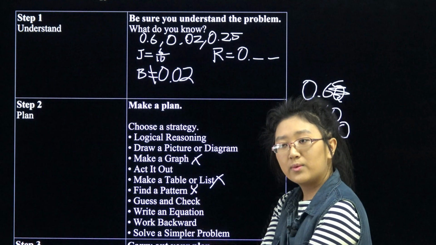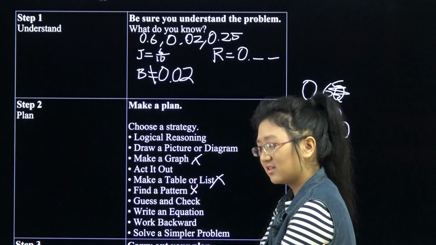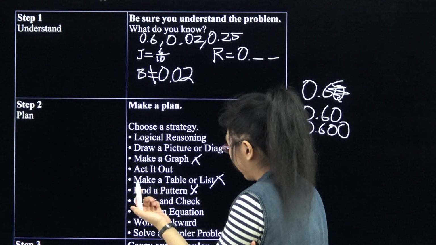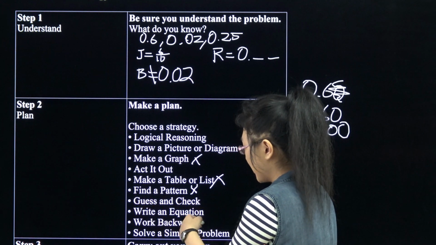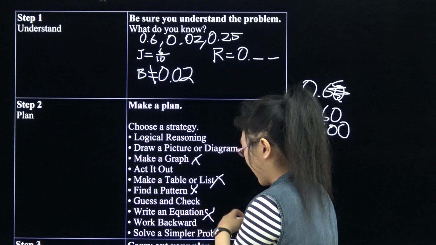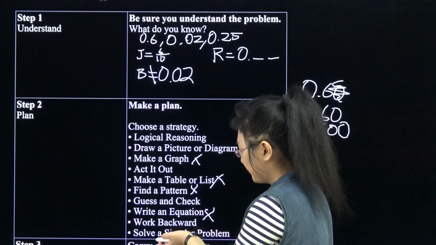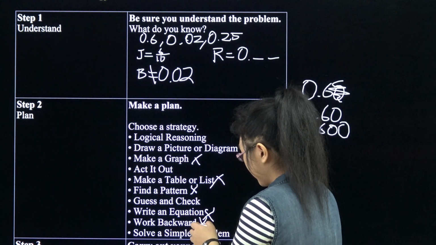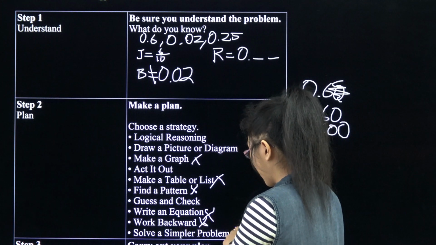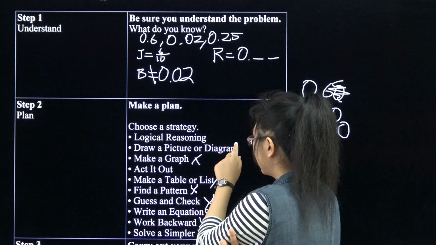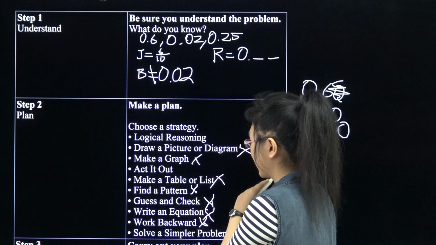Guess and check, we would have to go like, does Bob have this? No, according to the facts, he doesn't. And that would take a lot of time. I don't recommend that. Write an equation, it's not exactly algebra. Work backwards, you technically could, but not really. And solve a simpler problem, there's not really a simpler problem to solve here. Guess and check would be very slow. Drawing a picture or a diagram would also be very slow.